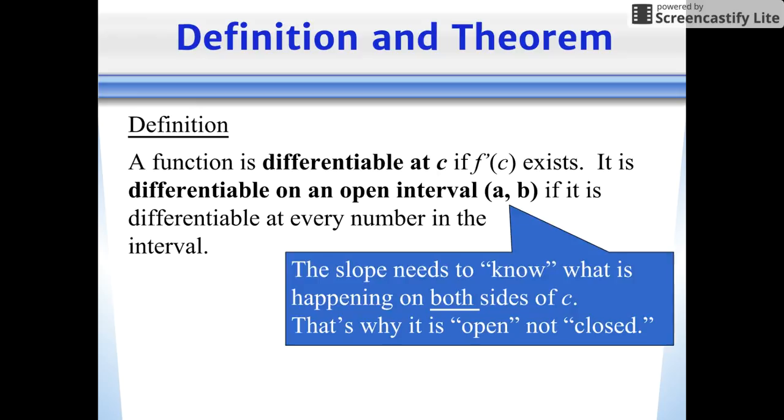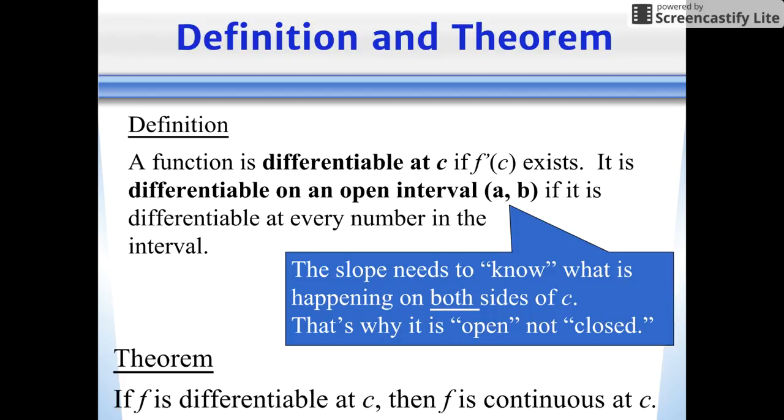The reason is because for the slope at a point, we have to know what the slope is on each side of that point. If we have a graph that stops at x equals 4, and there's nothing to the right of 4, I don't know what the slope would be as I approach 4 from the right. And so it has to be an open interval. We need to know what's going on both sides of a point in order for it to have a derivative.